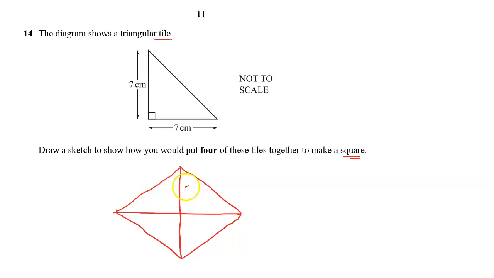And this is 7 centimeters. This is 7 centimeters. This is 7 centimeters, and these angles are 90 degrees right there. There we are. We have a square.